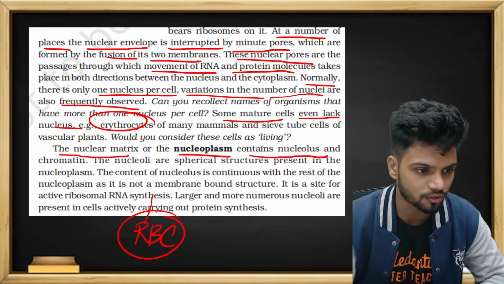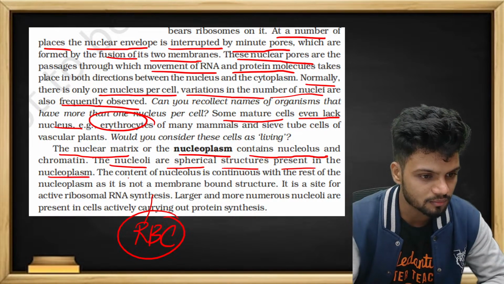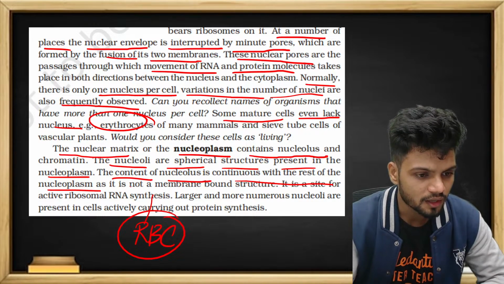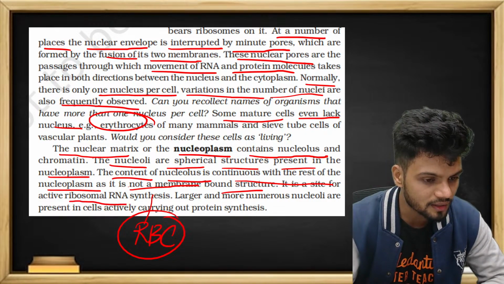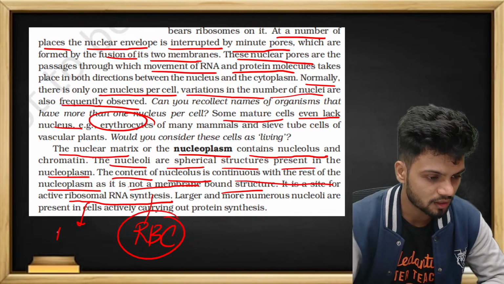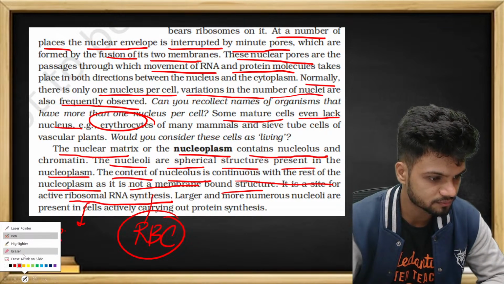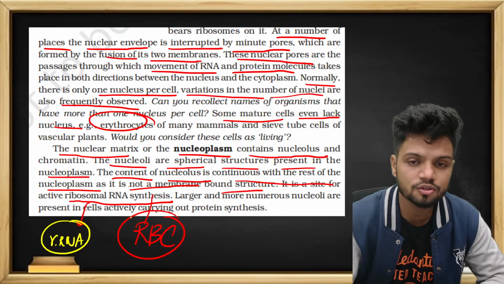Okay. See, I told you. The nucleoli are spherical structures present in the nucleoplasm. The content of the nucleolus is continuous with the rest of the nucleoplasm. It is not a membrane-bound structure. It will be free-floating for rRNA synthesis. Ribosomal rRNA. Factory for rRNA synthesis. rRNA synthesis happens here, in the nucleolus.